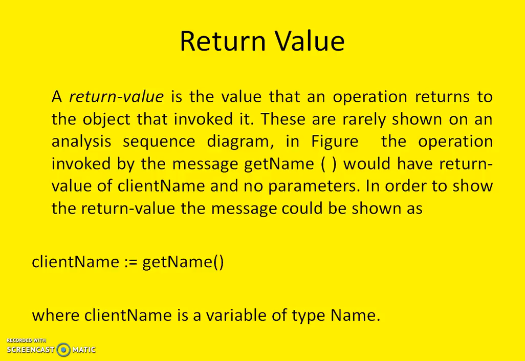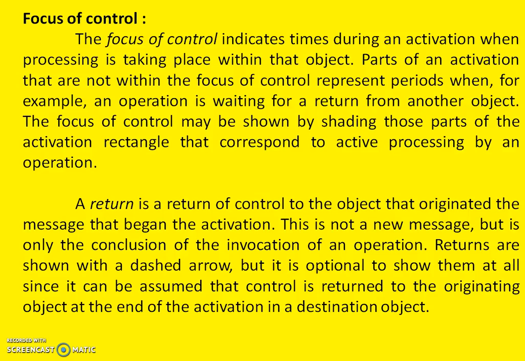The operation invoked by the message, for example getName, would have returned a value of the client name and no parameters. In order to show the return value, the message could be shown as clientName = getName, where clientName is a variable of type Name.